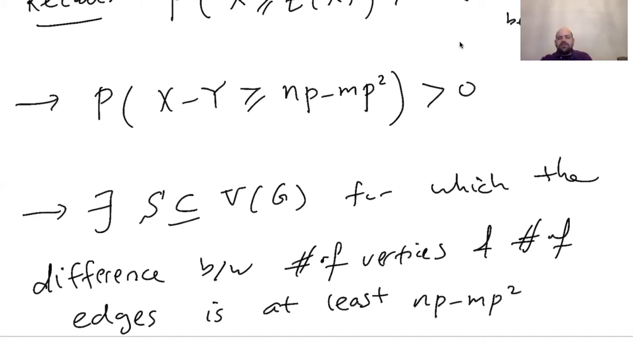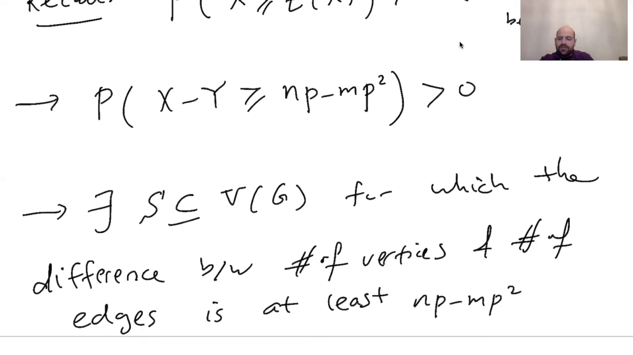X denoted the number of vertices, Y denoted the number of edges in a random subset S. Now, if the probability of X minus Y being bigger than some number is positive, it means there exists at least one S for which the difference between the number of vertices and edges is at least np minus np squared.